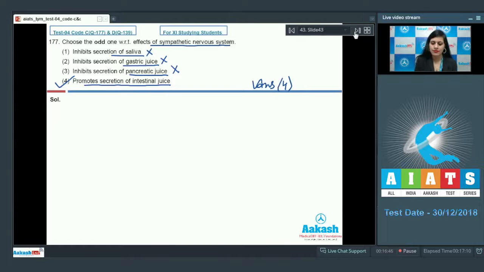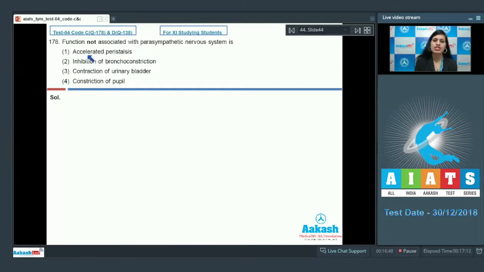Let's discuss our next question. Question number 178. Function not associated with parasympathetic nervous system is. The very first option given is accelerated peristalsis, and as it is associated with the function of parasympathetic nervous system, this is an incorrect option. The second option given is inhibition of bronchoconstriction, and as it is not associated with the function of parasympathetic nervous system, this is a correct answer to our question.